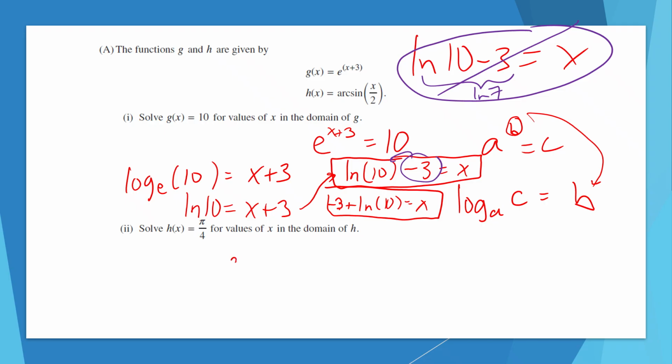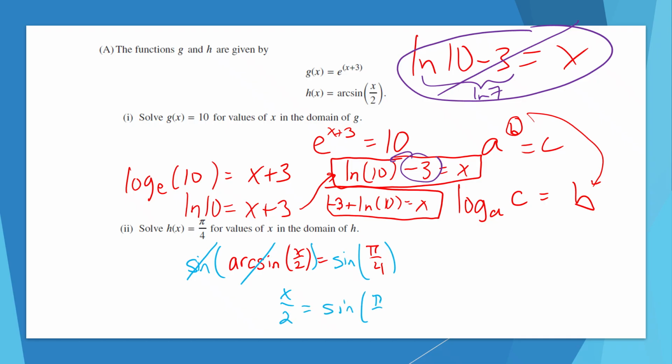For the next one here, we have arc sine of x over 2 equals pi over 4. The strategy here is, how do we get rid of arc sine in one part of the equation? That's pretty simple. That's going to be taking sine of both sides, because arc sine is inverse trig. So what we do to one side, we have to do to the other. This will cancel out the arc sine, and on the left side, we're left with x over 2. And then here, we're left with sine pi over 4.